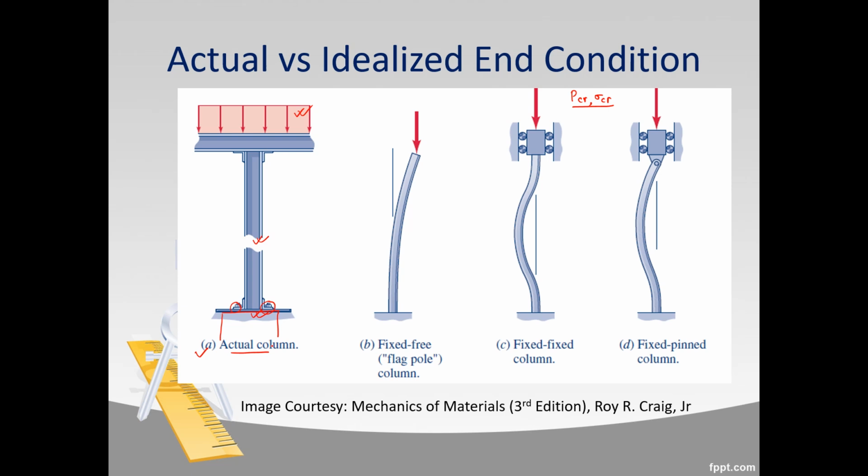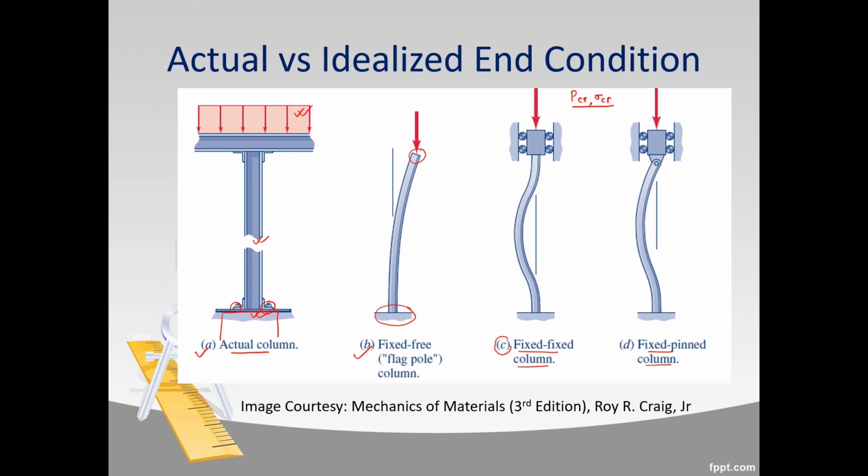Besides the pin-jointed end connections that we assumed, other types of end connection can also be there. For example, in figure B, you see the fixed-free column. That is, the column is fixed at one end, whereas it is free at the other end. The column may be fixed at both ends also, or the column may be fixed at one end and pinned at the other end.